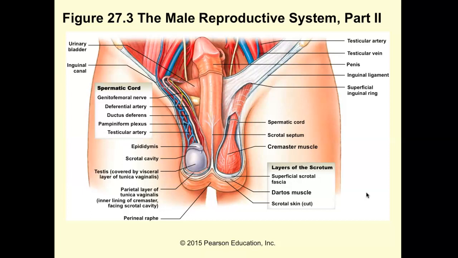So if you want to take a look at the picture here, we have the layers of the scrotum. We have fascia, then we have a muscle called the dartos muscle. And then if you look here, we have the cremaster muscle. The cremaster muscle is actually a very robust muscle, and it's an extension of your internal oblique. You know that the oblique muscles are in the abdomen, but there's an opening here.